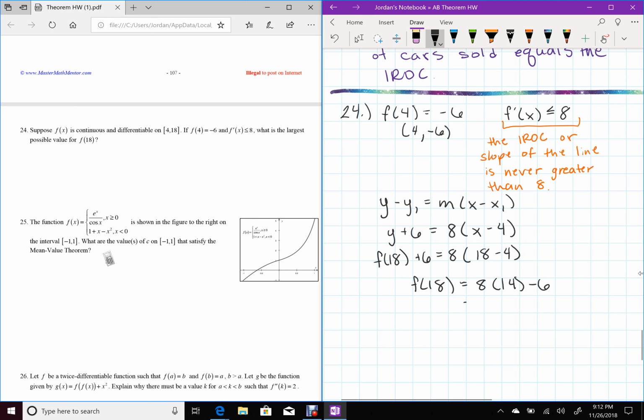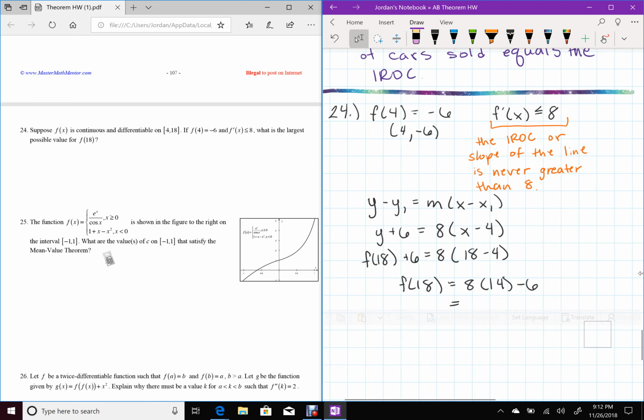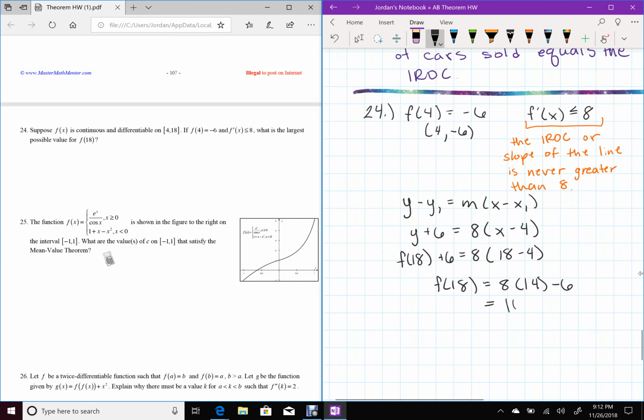14 minus 6. And we get that 106 is the absolute max. It's the absolute maximum value for f of 18.